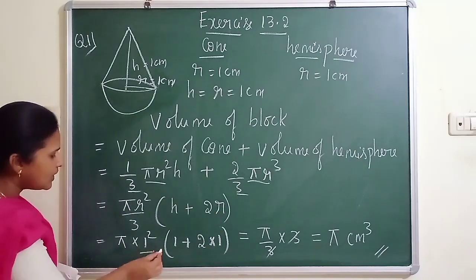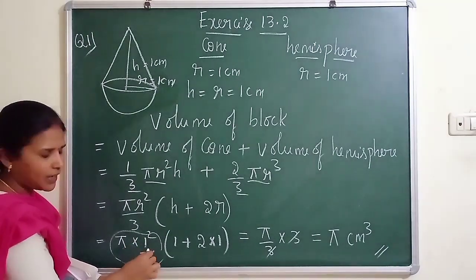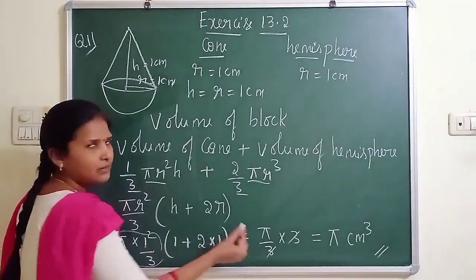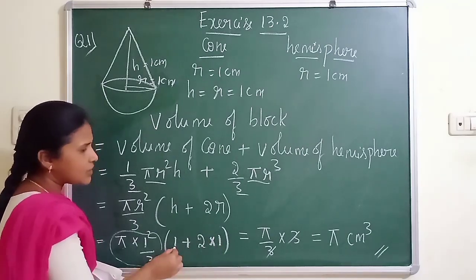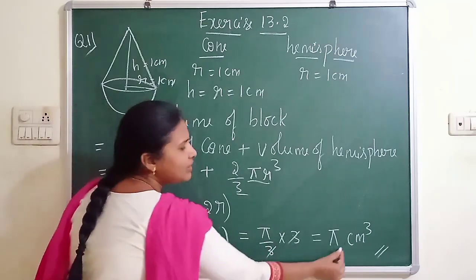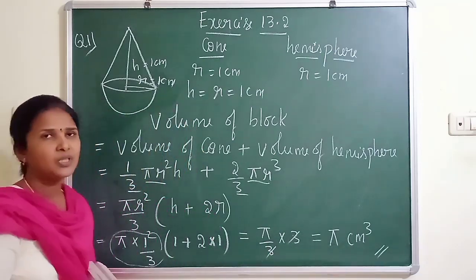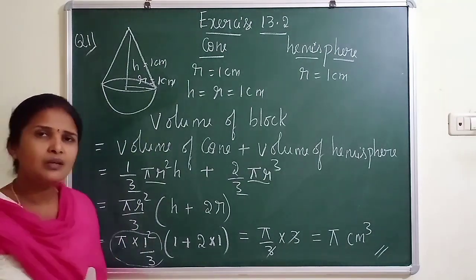So now overall here what you will get? 1 square is 1, pi into 1 is pi, pi by 3. So pi by 3, and in the bracket 2 ones are 2, 2 plus 1 is 3. So 3 and 3 get cancelled. The answer is pi centimeter cube. So that is the volume of this given block: pi centimeter cube.